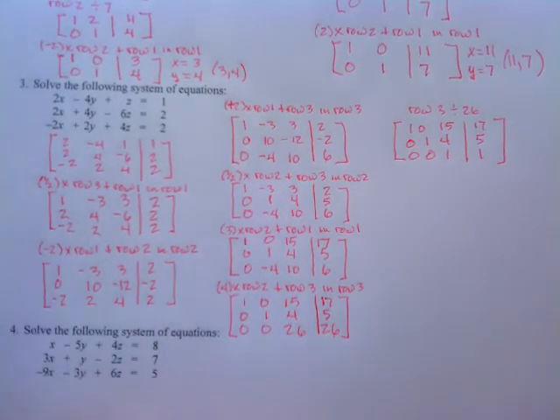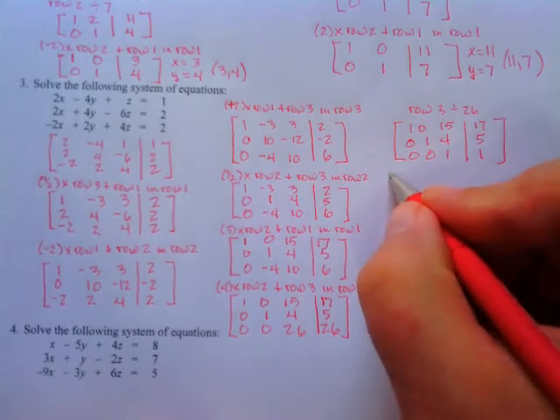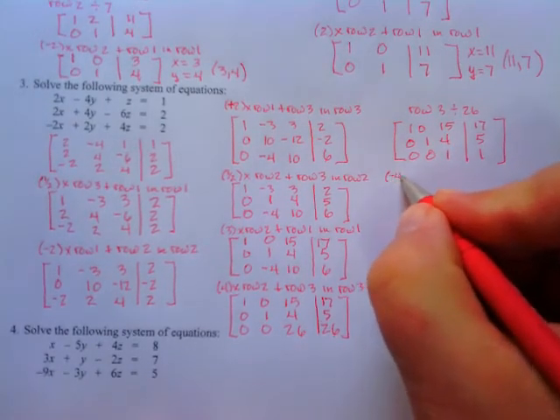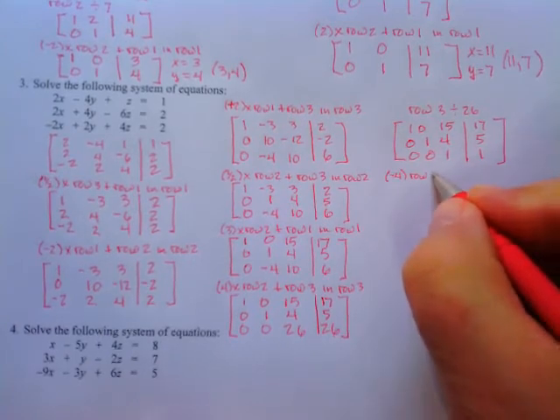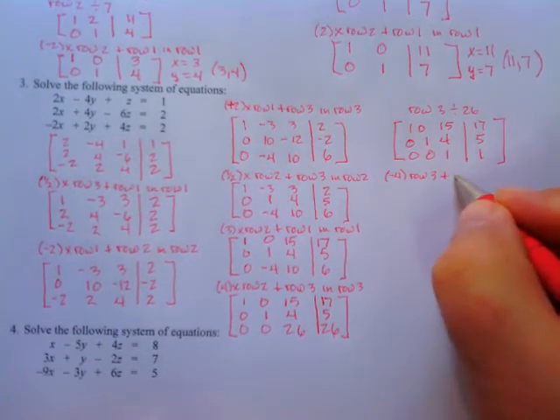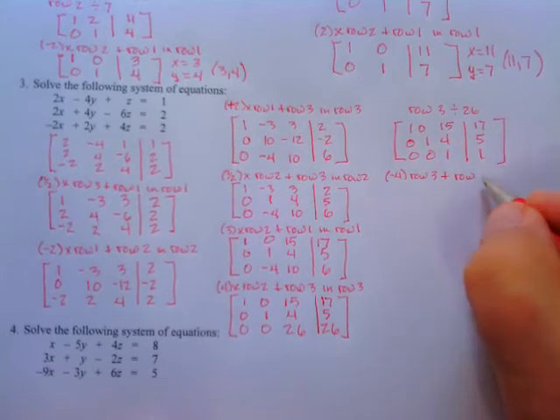And so 2 more steps to go. I'm going to take negative 4 times row 3 plus row 2 and put that in row 2.